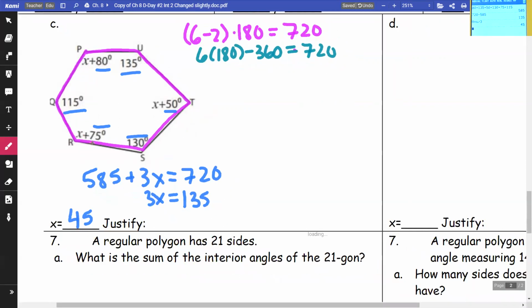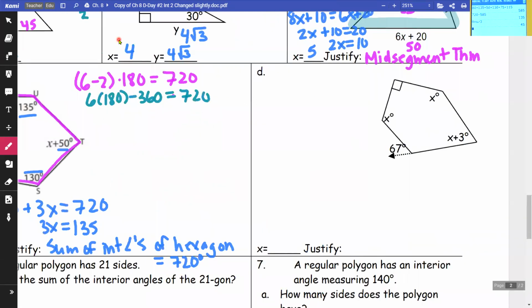Now my justification: the sum of interior angles of a hexagon is equal to 720 degrees. Okay, that's what allowed me to write that equation.